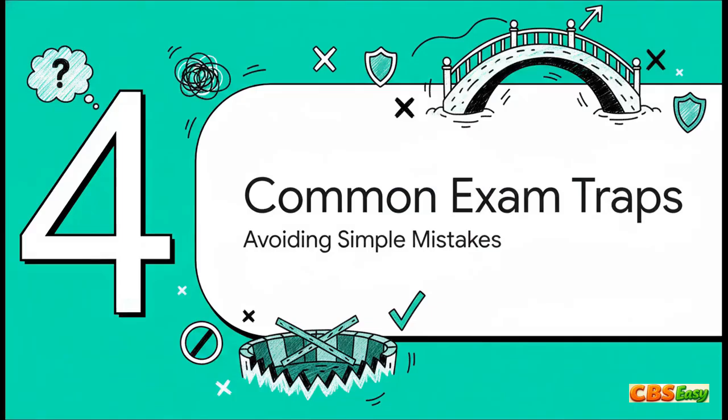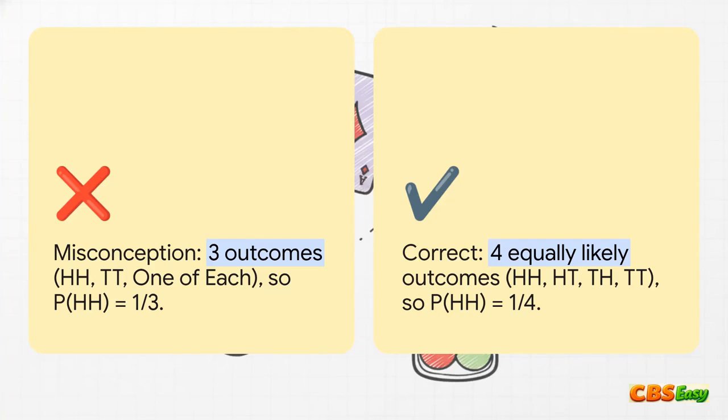All right, listen up, because this is important. Let's talk about a really common trap. This is a spot where it's super easy to lose marks if you're not paying attention, and it all comes back to that equally likely rule we mentioned at the start. So, a lot of people think that if you toss 2 coins, there are only 3 things that can happen. 2 heads, 2 tails, or 1 of each. So they guess the probability of getting 2 heads is 1 out of 3.